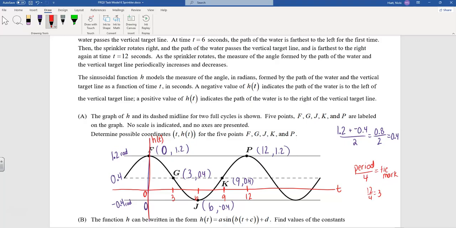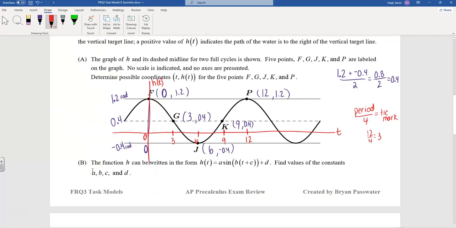Okay, everybody okay here? Got our points. All right. Now, they have asked us to write an equation, and we have to use sine.